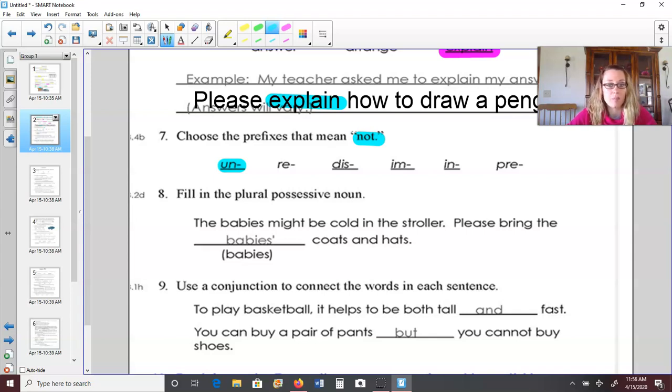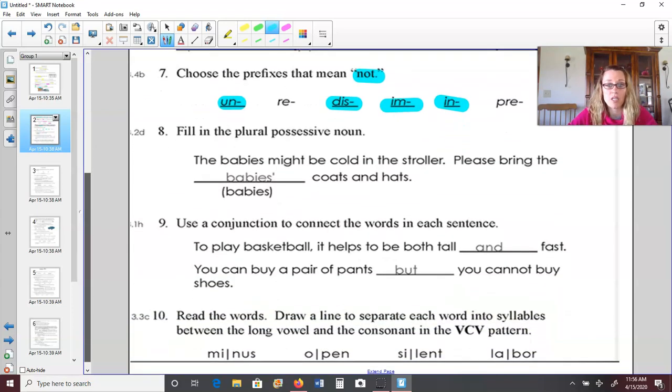Dis, like disapprove, means you don't approve, to not approve of something, so dis means not. Im, like impossible, if something is impossible, that means not possible, so that prefix means not. In, I think of maybe incomplete. If your work is incomplete, it is not complete. And then preview, when you watch a preview, it means to view before, so that prefix does not work. Okay, so those 4 prefixes mean not.